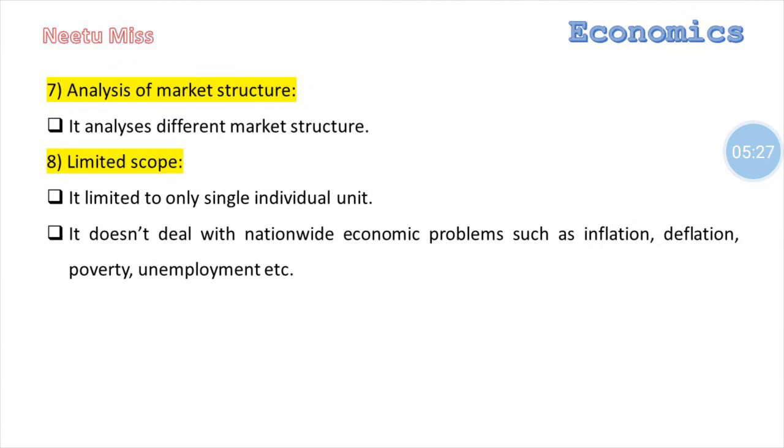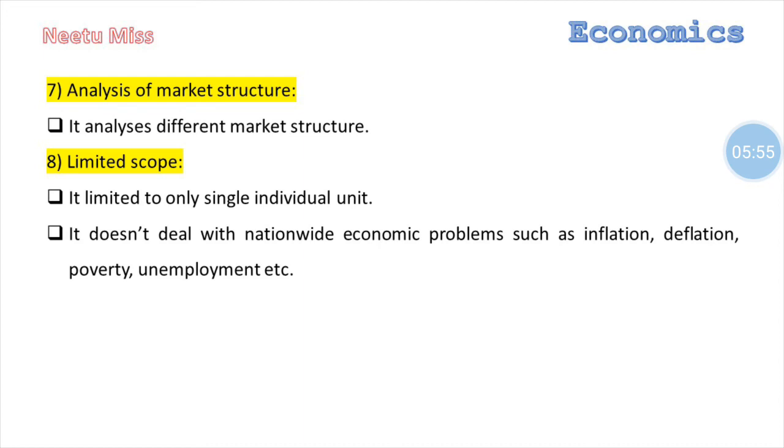Next is analysis of market structure. Microeconomics analyzes different types of markets such as perfect competition, monopoly, oligopoly, duopoly, monopolistic competition. So all these markets, their features, their study, their application, everything is analyzed by microeconomics.